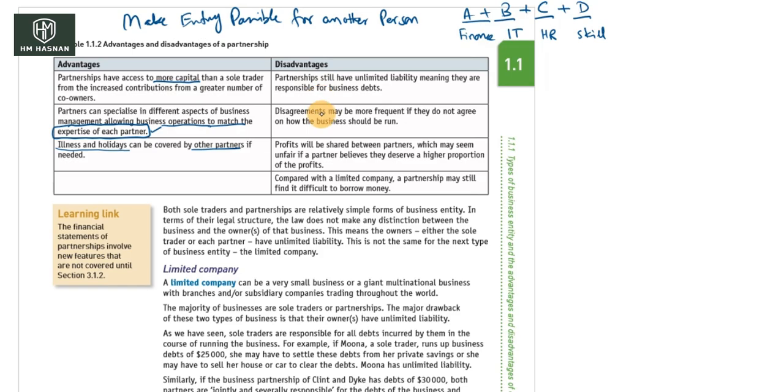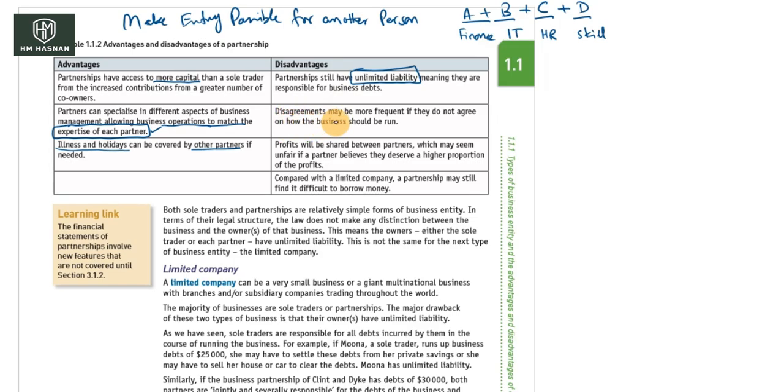And what's the disadvantage? Partnerships still have unlimited liability. I told you the liability of a partnership is unlimited. What does unlimited mean? If business assets are insufficient to pay back the loan, the partners themselves are liable to pay back the loan.